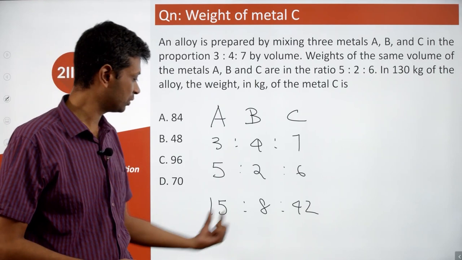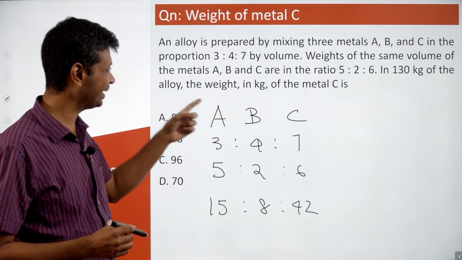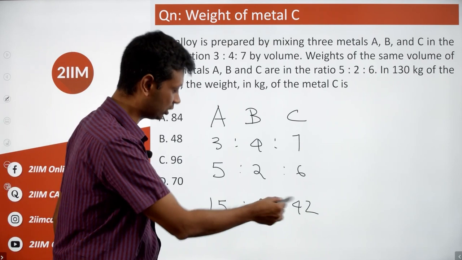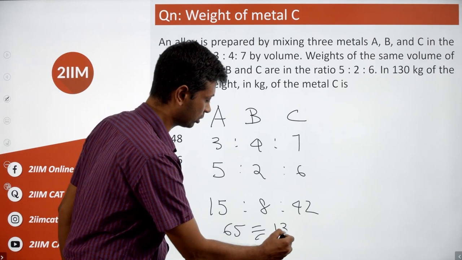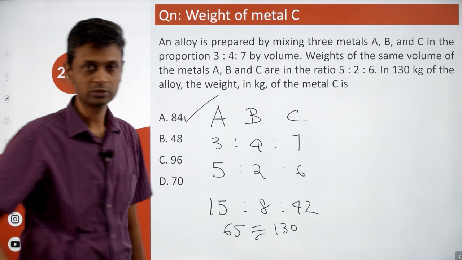The question here is 130 kilograms of the alloy, the weight in kilogram of the metal C is. So 15:8:42, add all three up, this is 65 units. So 65 units corresponds to 130 kilograms. This is lovely, into 2. 42 units should correspond to 84 kilograms. Luckily, the numbers just fall in place. 65 units is 130. So 42 units will be 84 kilograms.